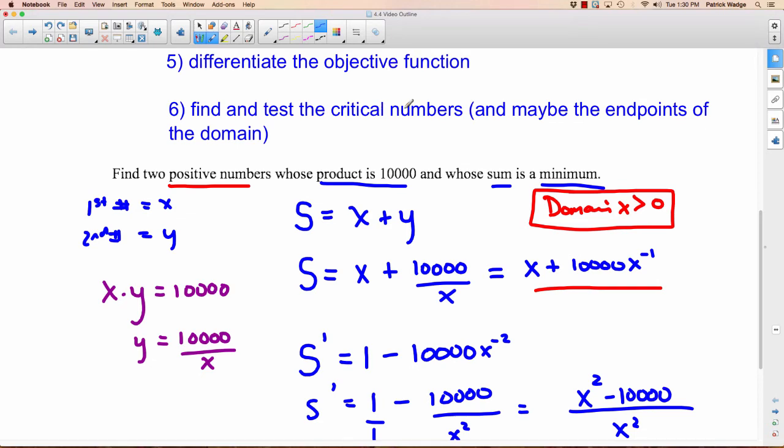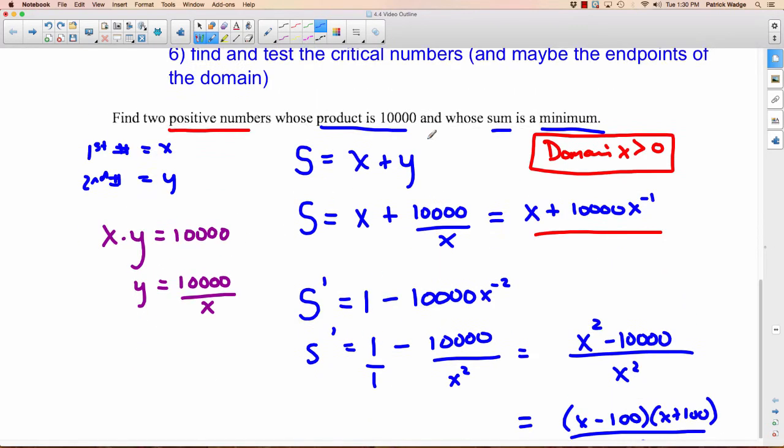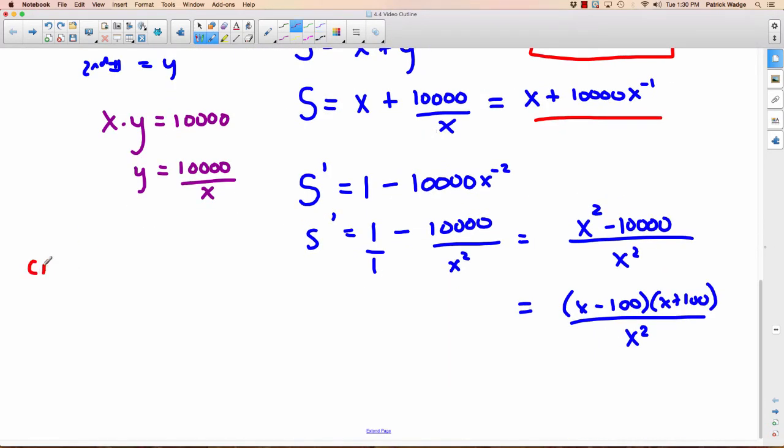Now we need to find and test the critical numbers. So this is just like what we did last day. I'll write over here critical numbers. To find the critical numbers, you need to see where the derivative does not exist. When does it not exist? It doesn't exist when x squared equals 0. So I'll put does not exist when x squared equals 0, which means when x equals 0. So that's one of our critical values or critical numbers.